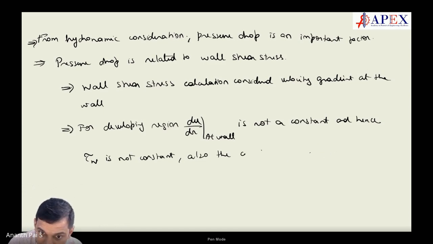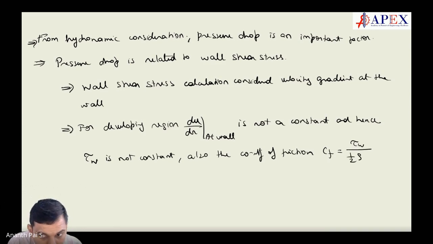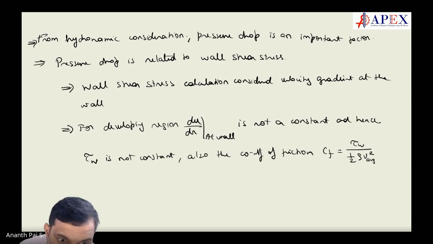Also, the coefficient of friction given as CF or small f is equal to tau w by half rho u infinity square. Here what you say? Rho u average square, because that remains the same all through. Is it not? Rho infinity is rho average, U infinity is U average. Also the changes.